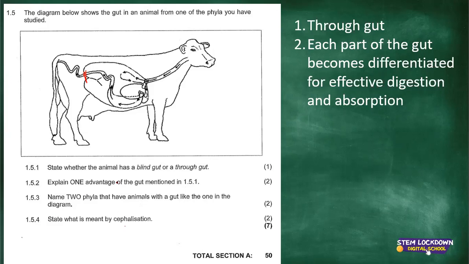And then the two phyla here that have animals with a gut, like the one in the diagram. What are those phyla here? Okay, it's the arthropoda, annelida, or chordata. So you can write any two there. It will be correct. And then 1.5.4. State what is meant by cephalization.